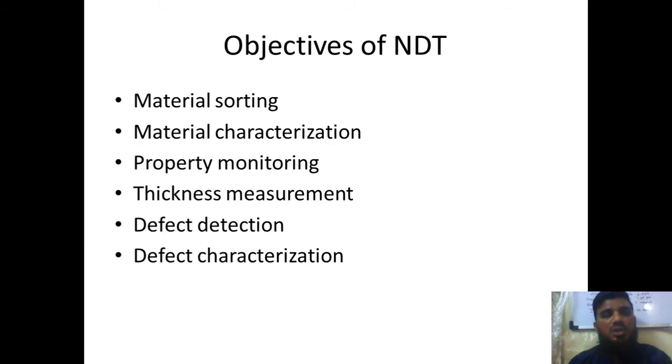So the main objective is material sorting: how the materials are sorted, what the characteristics are, and how the properties are to be monitored. For example, in the material which you are using, you can measure magnetic properties. Similarly, using SEM analysis, you can see some of the heat affected zones. Such kinds of properties can be monitored using non-destructive testing.